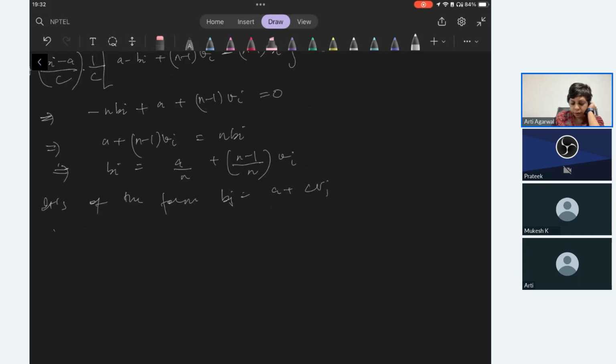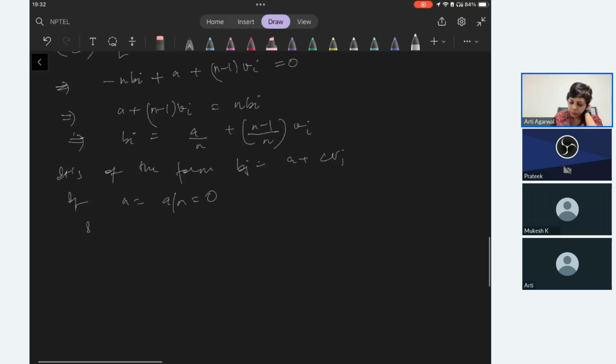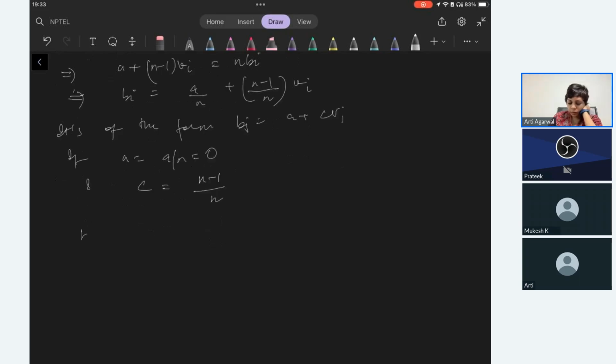So if we equate a equal to a by n equal to 0, then the first term disappears as before. And if we plug in c as equal to n minus 1 by n, then we get the same expression. So what we get is that bi is equal to (1 minus 1 by n) vi as the best response of player i. And this is what we had to prove.